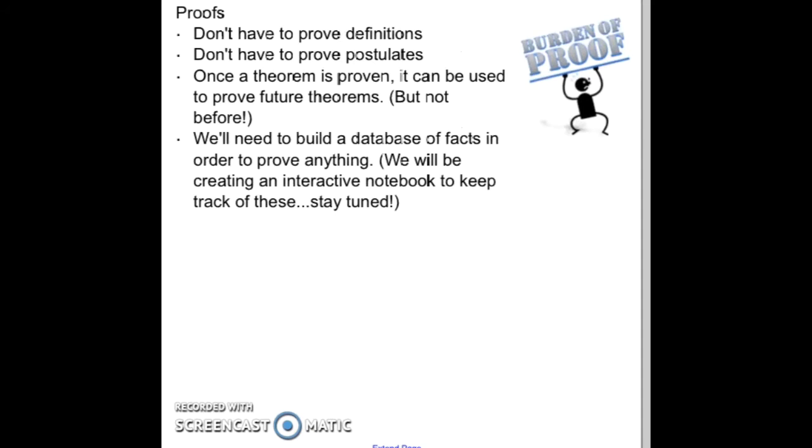I want to remind you that when we're writing a proof, we can use definitions, we can use properties of algebra, we can use theorems that we've already proven as well, but not until we've proven them. And in order to write proofs, we're going to need to build a database of facts. Our interactive notebook is where we're going to keep that. You'll have a section in the back where you write down your proofs and your theorems so you can study through them, not have to look back through everything, so that you can revisit them each night until you definitely know them.